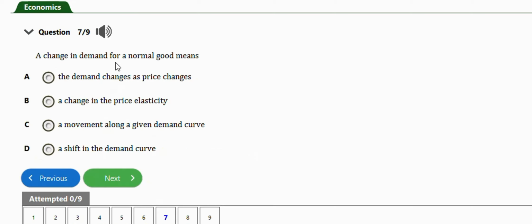Next question says a change in demand for a normal good means the demand changes as price changes, a change in the price elasticity, a movement along a given demand curve, or a shift in the demand curve. The right answer is option D, a shift in the demand curve.